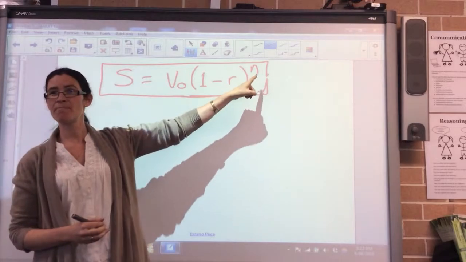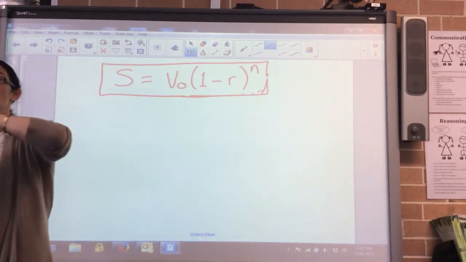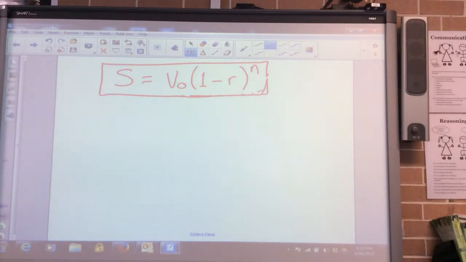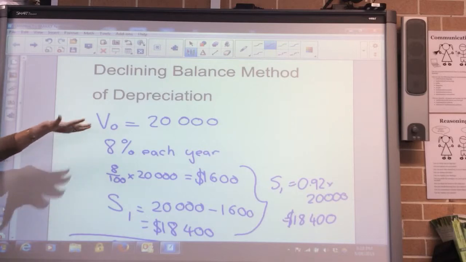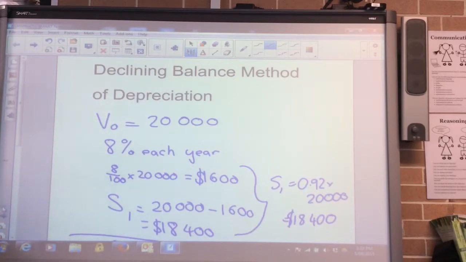And what's N? Number of years. Number of periods. Most of the time for this stuff we're talking about years though. So if I had my car, the same car is worth 20,000, going down by 8% a year, but this time I want to work out what's going to happen after 10 years, but I don't want to do this process over and over.